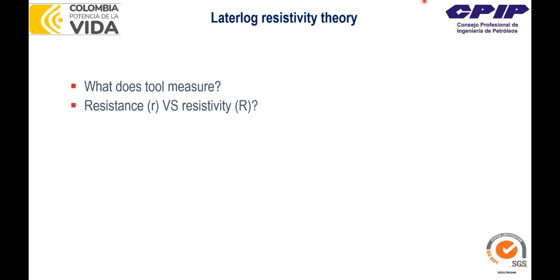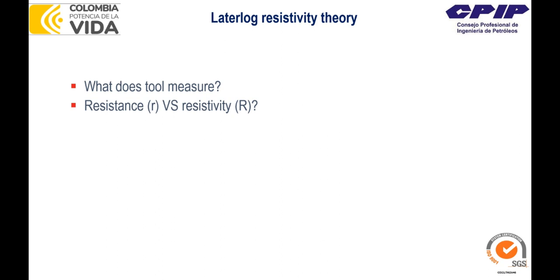Now let's clarify some answers to the important questions related to the physics of the lateral log resistivity tool and lateral log resistivity theory. So what does the tool measure? The resistance measured by the tool is given by the voltage drop between the return and the source, divided by the source current. So the formula would be resistance equals voltage drop divided by current. Okay, just three parameters in this formula. So resistance equals voltage drop divided by current.